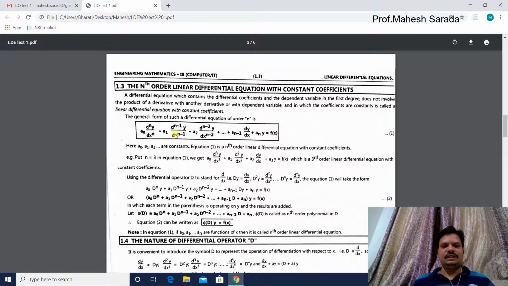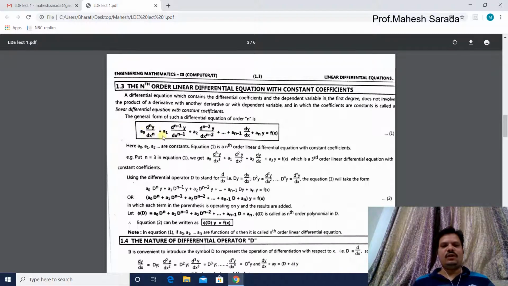Now see, this is the general form of a linear differential equation in which a0, a1, a2 up to an are the constant coefficients. See here, these are the constant coefficients, and these are degree 1 differential terms. That is, y is the dependent variable, x is the independent variable, and we are taking the derivative with respect to x. So here it is order 1, degree 1, that is dy by dx. Further, we can take order 2, order 3, up to order n.